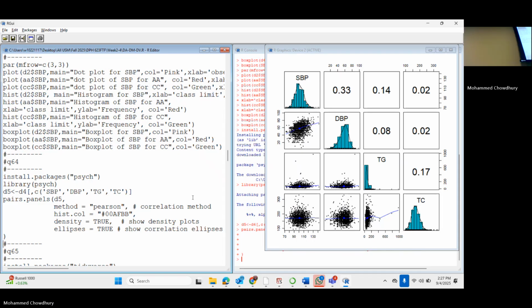Clear, right? This is a very important plot. From this plot, we see the scatter between two variables, as well as their histograms, as well as the correlation between the variables. The lowest correlation between variables is total cholesterol and diastolic blood pressure, as well as total cholesterol and DBP. That has the lowest correlation, 0.02, right? When graphs are created, you need to know how to explain that.